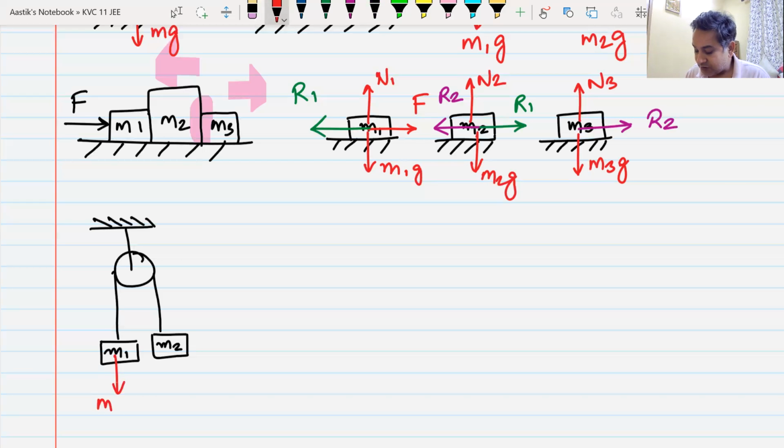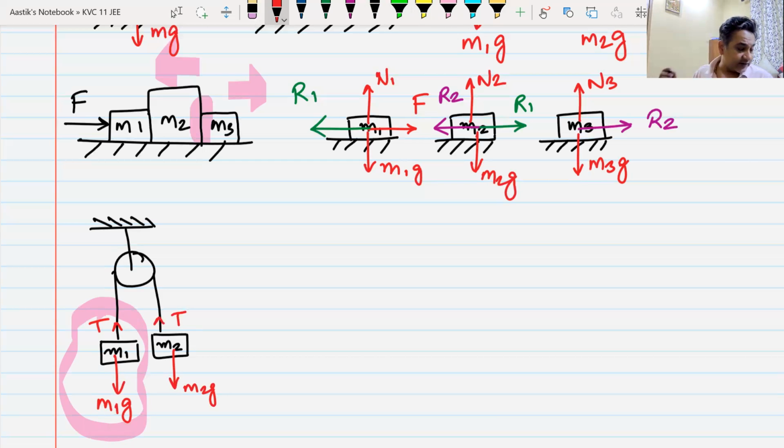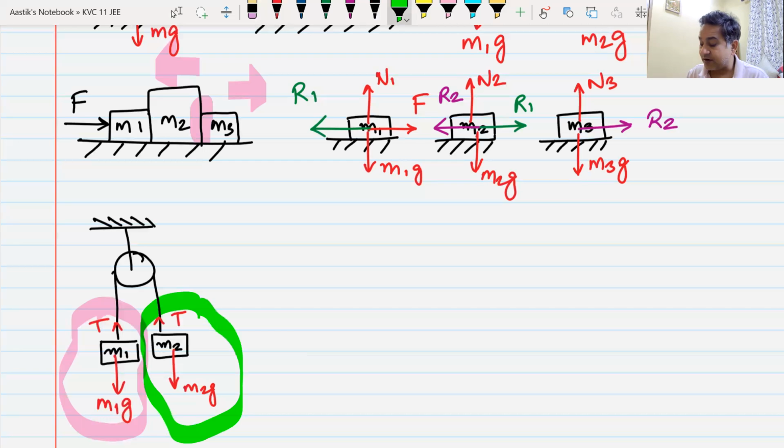This M1G on this block. There is tension T on this block. This becomes the free body diagram of this block. Do we understand this? We come onto this block, M2G is here. Tension would be same because the string is same. So this green thing becomes the free body diagram of M2. Do we understand this?